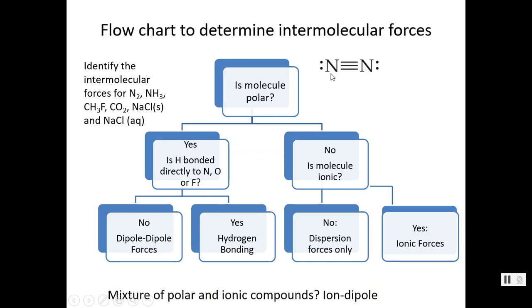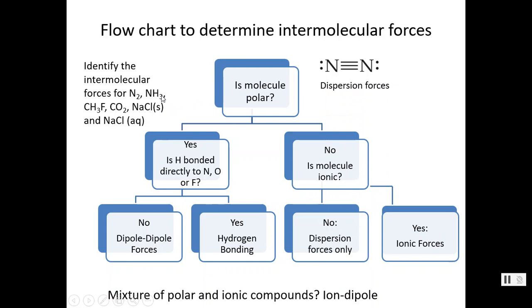And hopefully you can see that this molecule is going to be non-polar, or there's no separation of charge because both atoms are the same. They have the same electronegativity value. So if you were to take the delta EN, that'd be 0. So is this molecule polar? It is not polar, so no. Is the molecule ionic? Is there a metal and a non-metal? Nope, it's just 2 nitrogens, just 2 nonmetals. So the force that is present in N2 would just be dispersion forces.